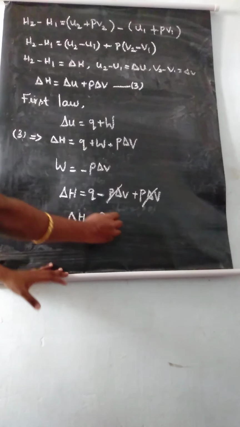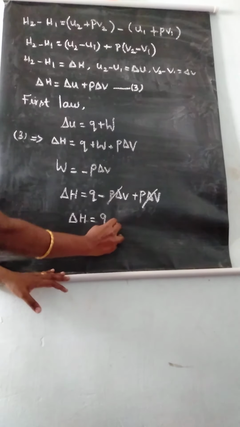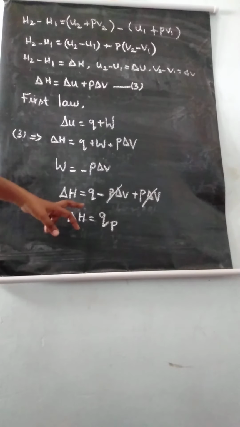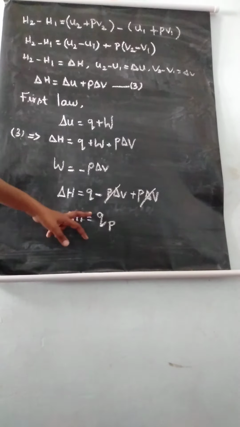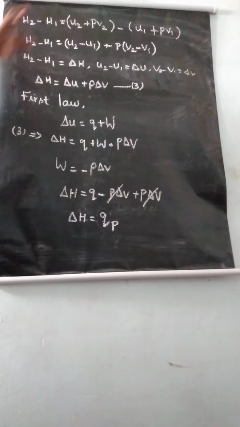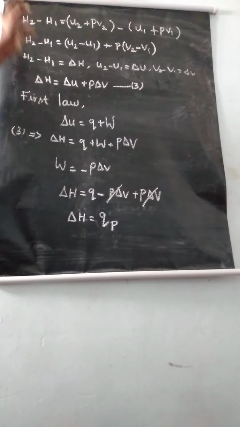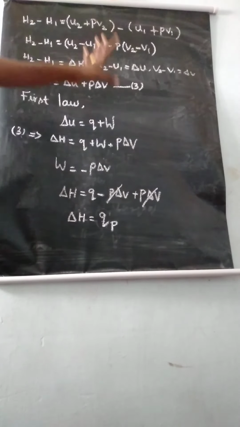And already you know this process takes place at constant pressure, so your answer is delta H is equal to QP. Here QP means the amount of heat absorbed at constant pressure. Understand this? So this is the relation between enthalpy and internal energy. Understand this topic?